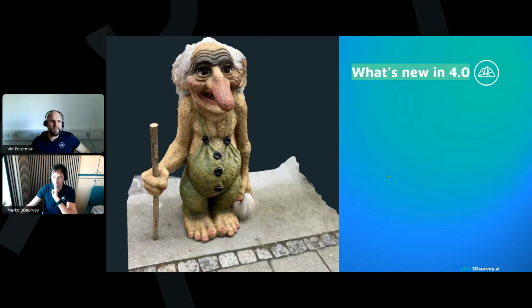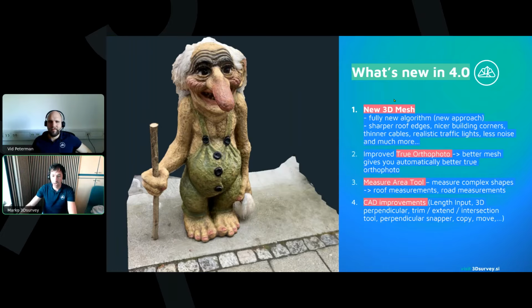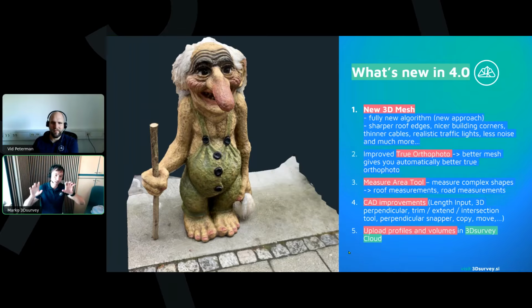So we are here. We covered the new 3D mesh, the improved orthophoto measure area tool, and CAD improvements. We just finished the upload of profiles and volumes in 3D Survey Cloud. With the cloud, a lot of other things were also improved. So now we have a level of detail for mesh. All the coordinate systems are supported. We have some displacement with CAD and 3D models. This is all now covered and should work nicely. If there is something, send us a message. You also have the option to share your feelings. Feel free. So big improvements also from the 3D Survey Cloud side, not just the 3D Survey desktop version.